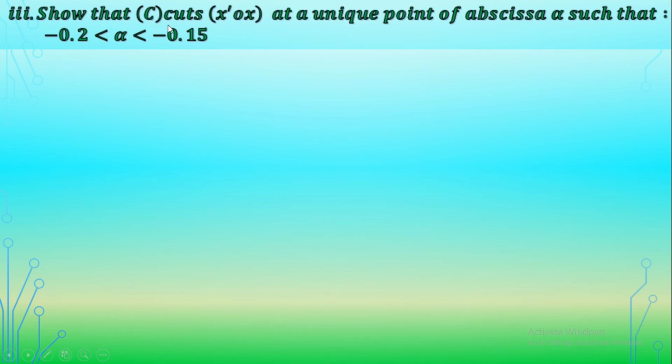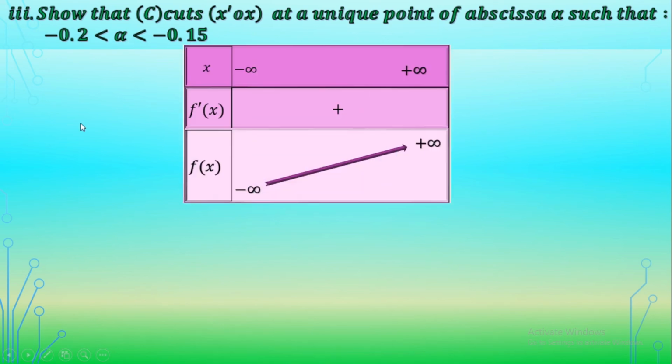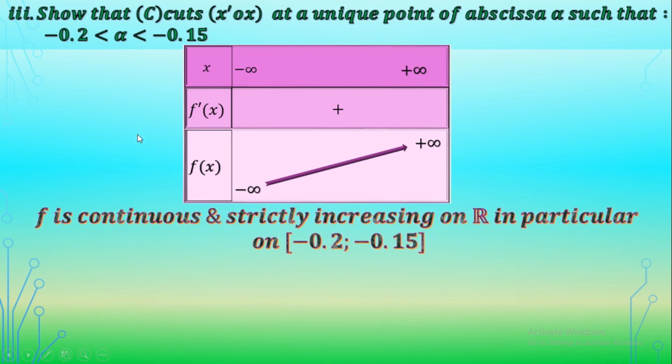Now show that the curve C cuts the x-axis at a unique point of abscissa alpha such that minus 0.2 is less than alpha and less than minus 0.15. We have just drawn the table of variation and proved that f of x is strictly increasing on R, which is from minus infinity to plus infinity. Also, it's continuous, not only strictly increasing. It's continuous and strictly increasing on R, and in particular on the interval from minus 0.2 till minus 0.15.